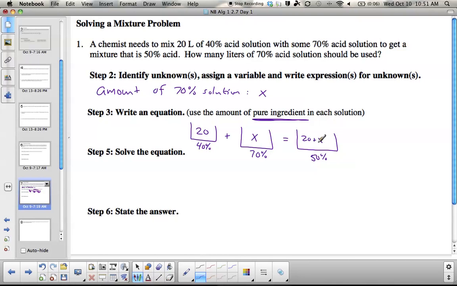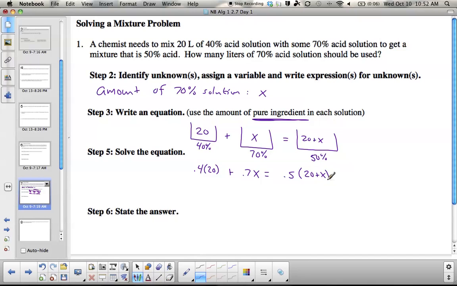So now when it comes down to writing the equation, we're going to use the pure ingredient for each. The pure ingredient in the 40% solution is 0.4 times 20. We're going to add that to the pure ingredient in the 70%, which is 0.7 times x. And that's going to equal the pure ingredient in the final solution, which is 0.5 times (20 plus x). So again, we're just adding these two solutions together to get a third. You can think of it as taking the 40% and 70% and dumping them into a new container and getting a 50% solution.